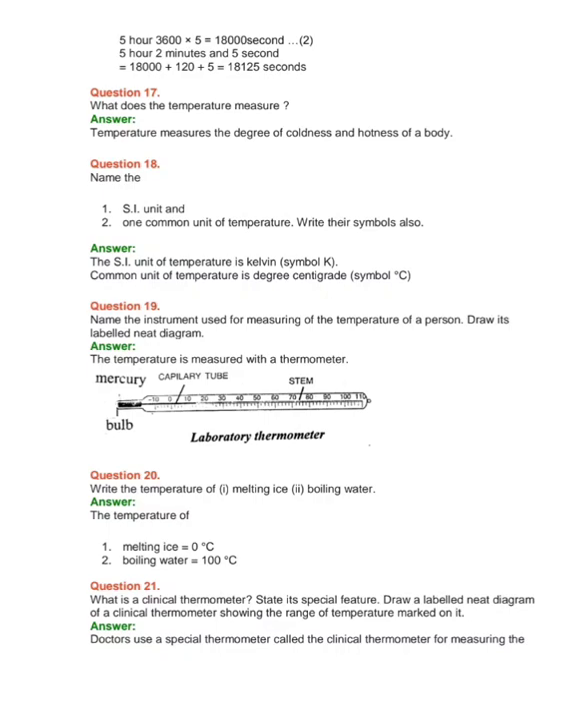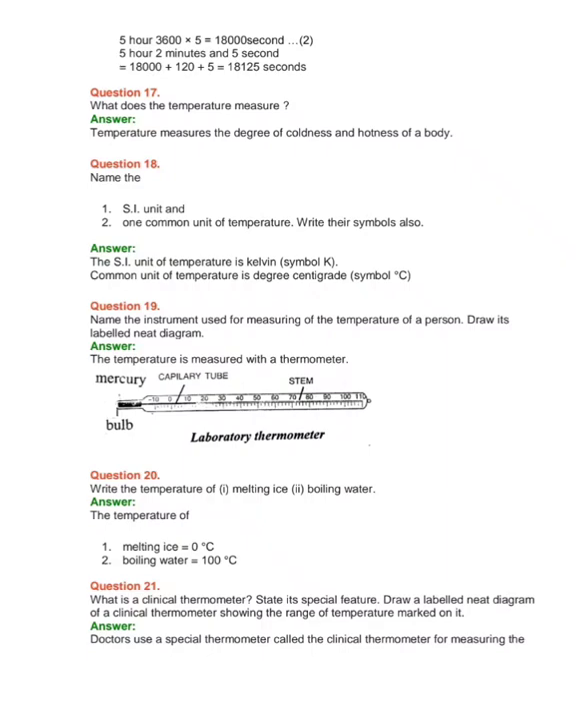Next is question 19. Name the instrument used for measuring of the temperature of a person. Draw its label neat diagram. Here is a laboratory thermometer. The temperature is measured with a thermometer, and here is the diagram also for you to make in your copies.